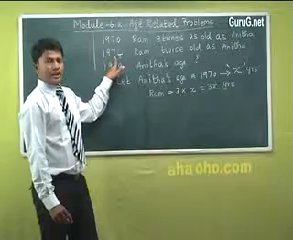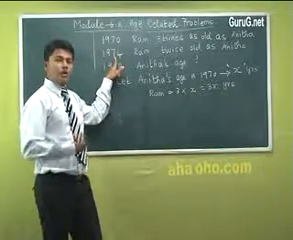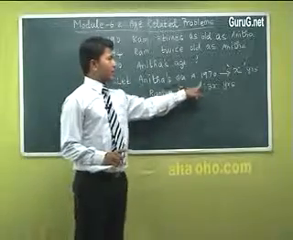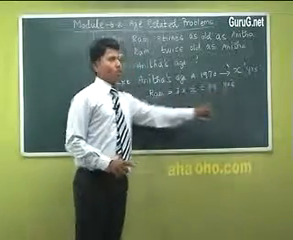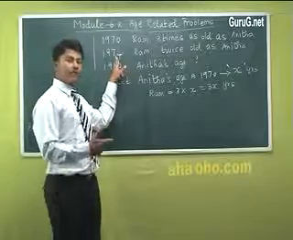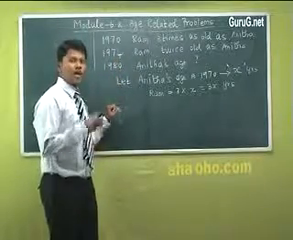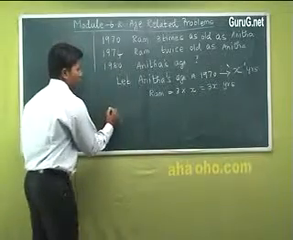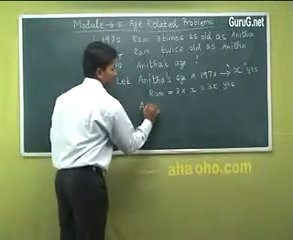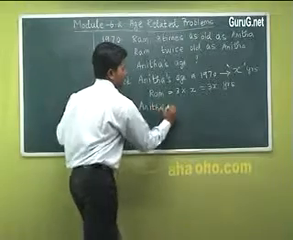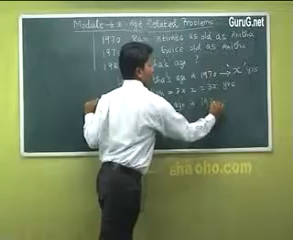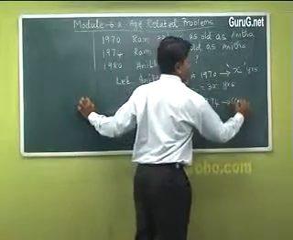In 1974, that is 4 years have passed. If age of Anita in 1970 is X years, what will be the age of Anita in 1974? That is after 4 years. It will be X plus 4. Fine. So in 1974, Anita's age will be X plus 4 years.